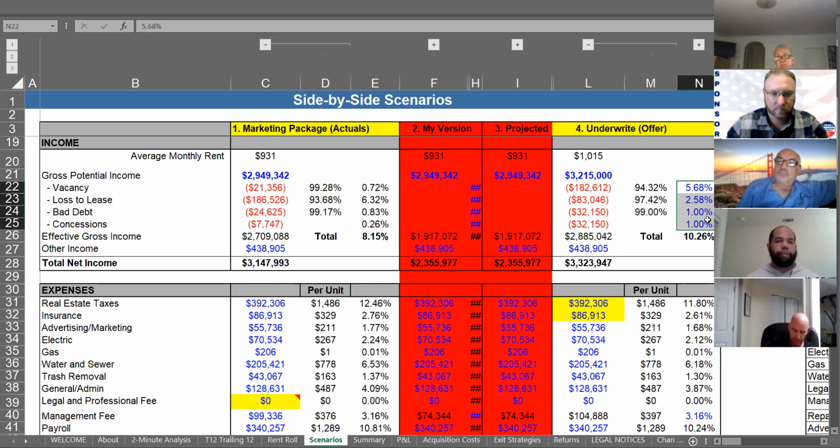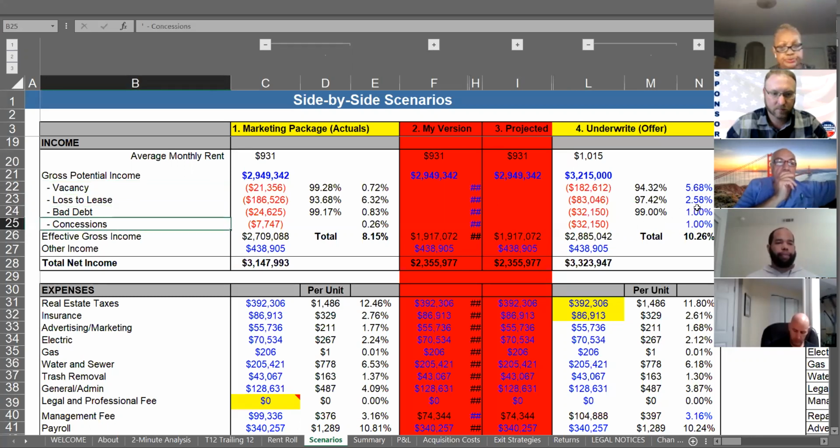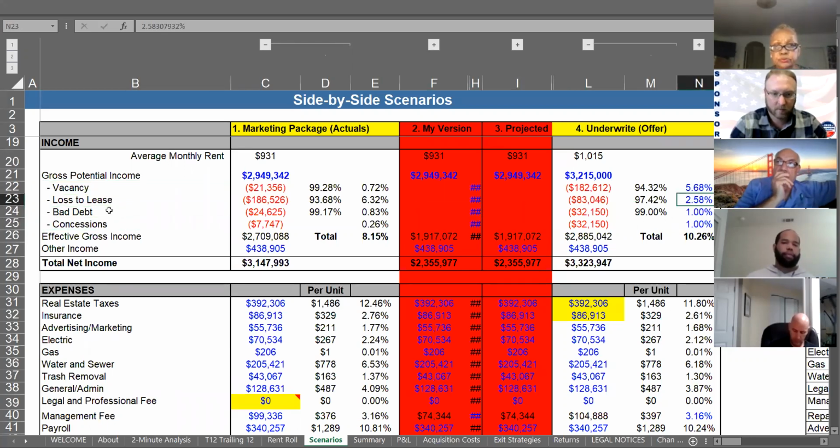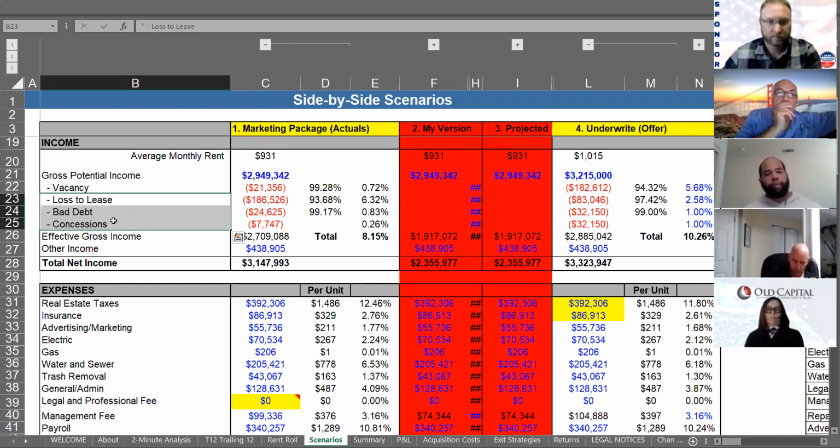Now, I have mine broken out where I got vacancy, loss to lease, bad debt, and concessions. Vacancy, all of these are really important. But between loss to lease and physical vacancy, those two are, to me, real heavy things. If they're slightly higher or lower, I'm going to tell you, you can really pull in the money on those two things.